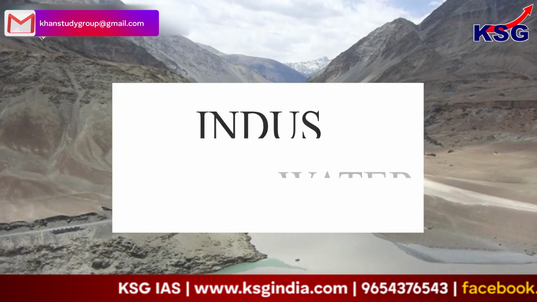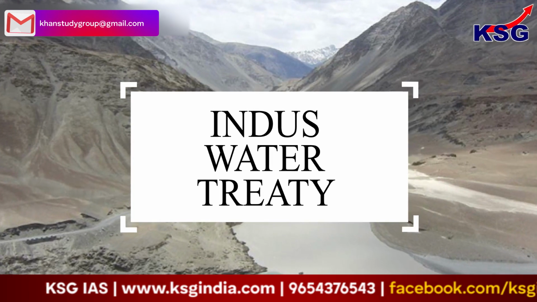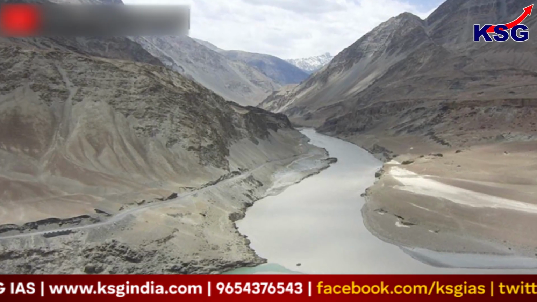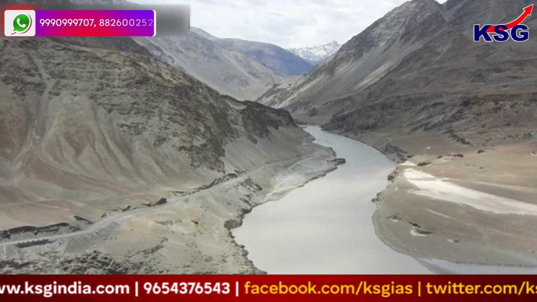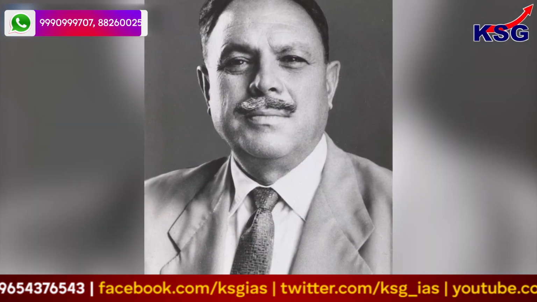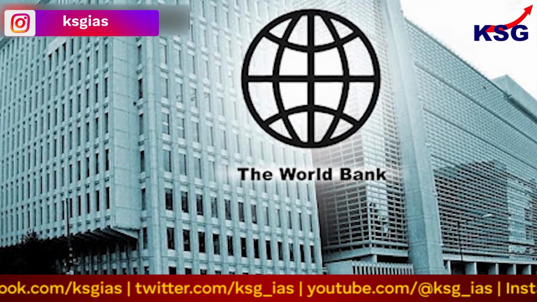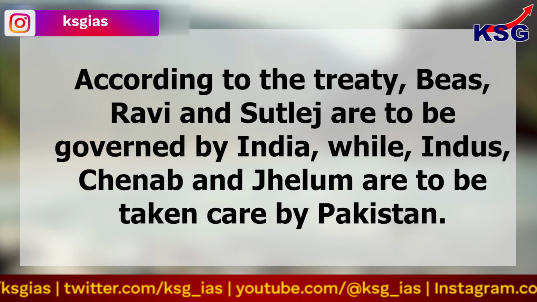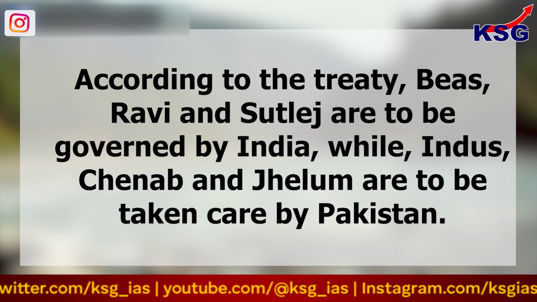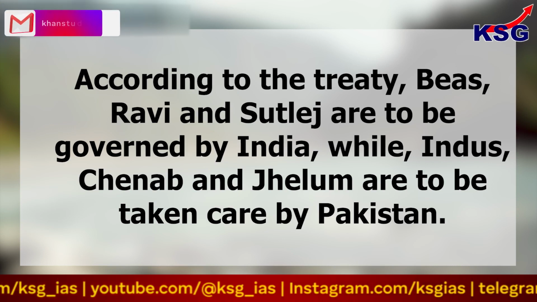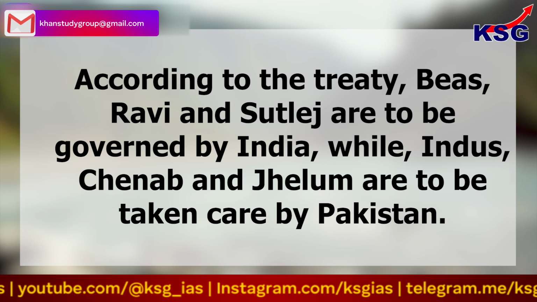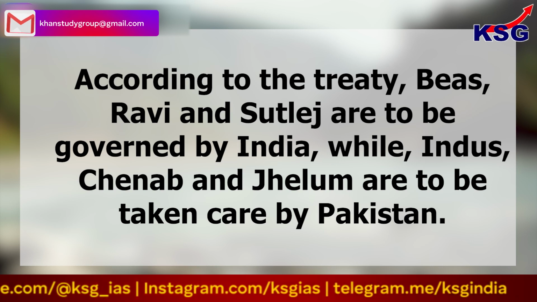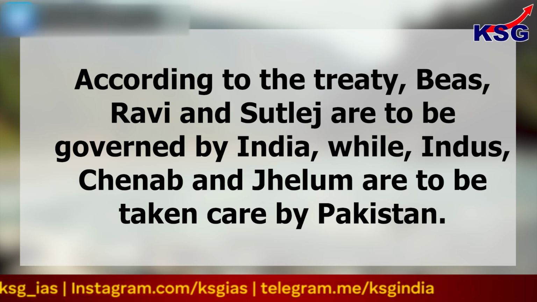Now finally, let us tell you about the Indus Water Treaty. The Indus Water Treaty was signed on 19th of September 1960 by then Prime Minister Jawaharlal Nehru and Pakistan's President Ayub Khan. It was brokered by the World Bank. According to the treaty, Beas, Ravi and Satluj are to be governed by India, while Indus, Chenab and Jhelum are to be taken care of by Pakistan.